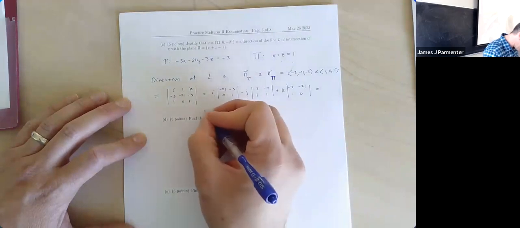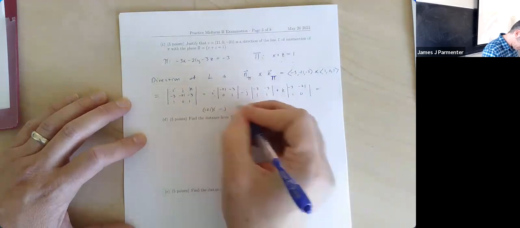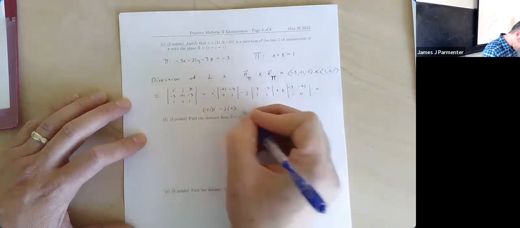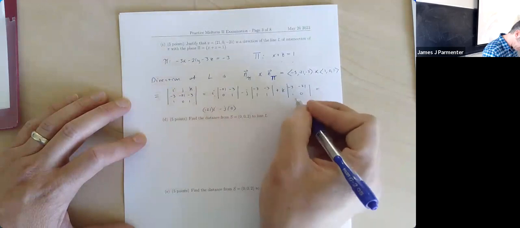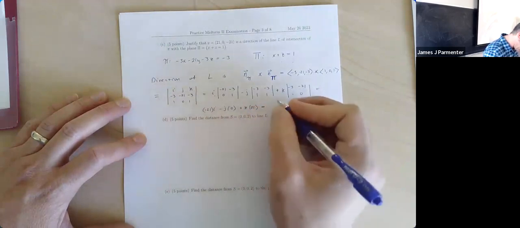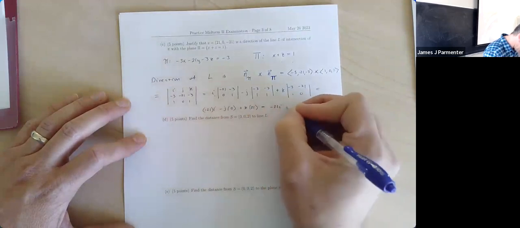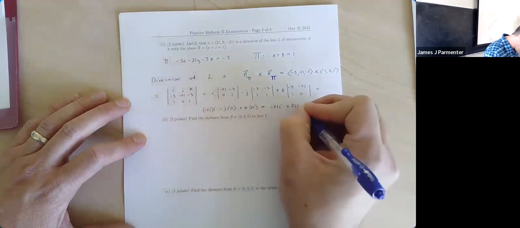If we calculate this, we've got i times negative 21, so 21 times i, minus j times negative 3 minus negative 3, which is 0, plus k times 0 minus negative 21, which is plus k times 21. So we're getting the vector negative 21i plus 0j plus 21k.